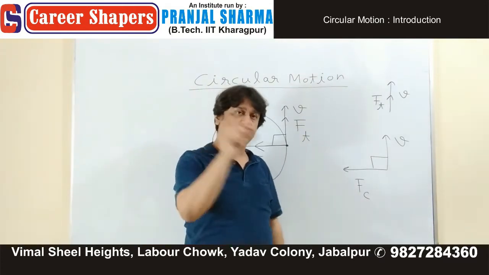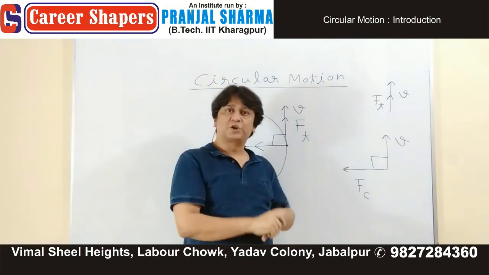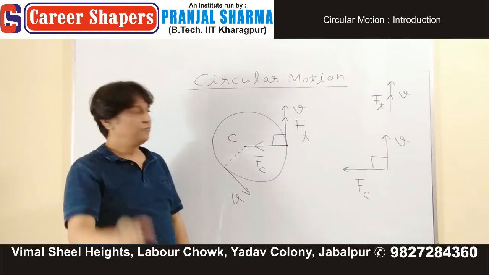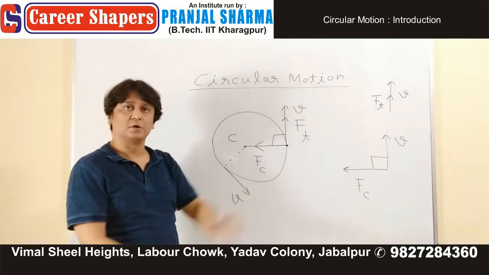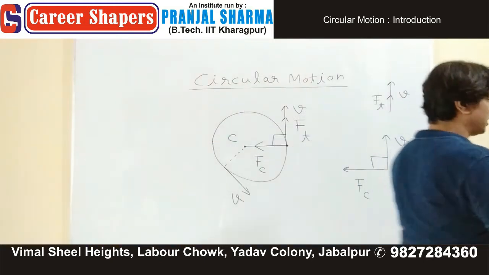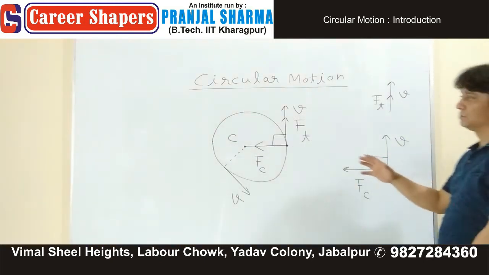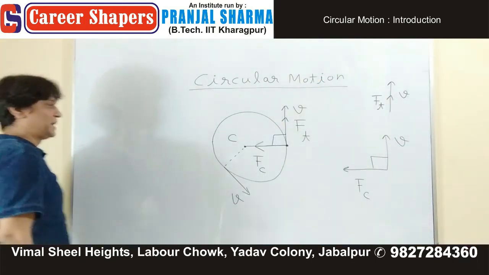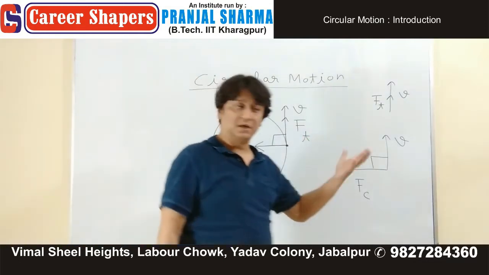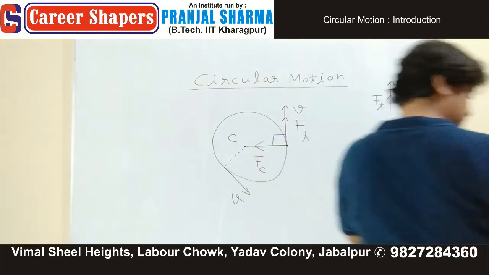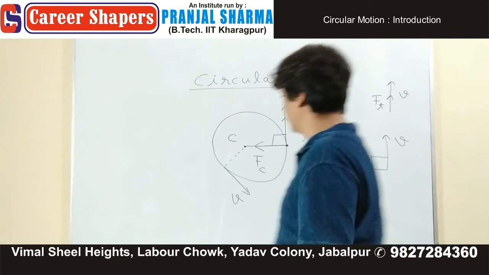I'm asking this. Which component do you think is a must for having circular motion? Write down this in the comment box. Without which component is circular motion not possible? Is it Ft or is it Fc? What is a must for circular motion? Good. The correct answer is Fc.